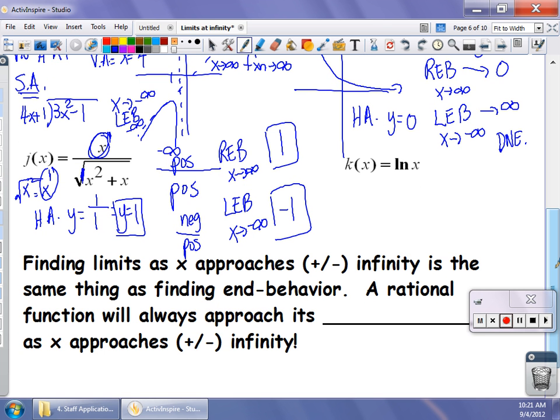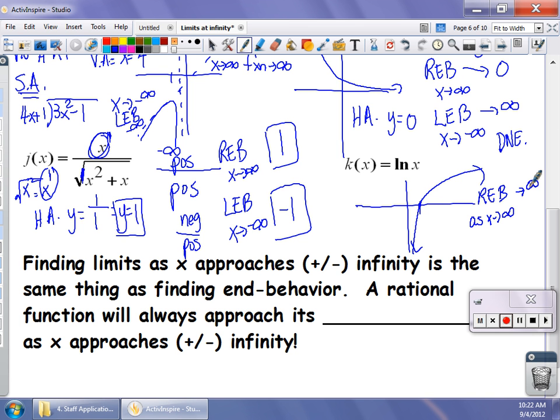This is kind of a simplistic look at it, and we'll look more closely at that function in class. Finally, k of x is equal to the ln of x. Remember, ln of x has a vertical asymptote at x equal to 0. You can't take the ln of 0. You can't take the ln of a negative number. The function passes through (1, 0). Looks something like that. So the right end behavior would be as x approaches infinity, the function itself approaches infinity. Therefore, if this was a limit, the limit does not exist.